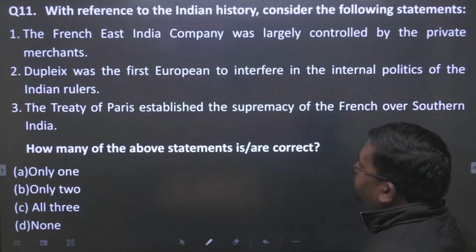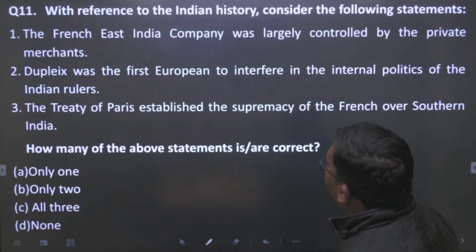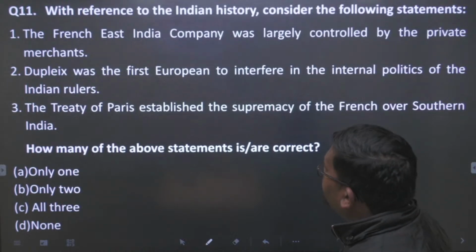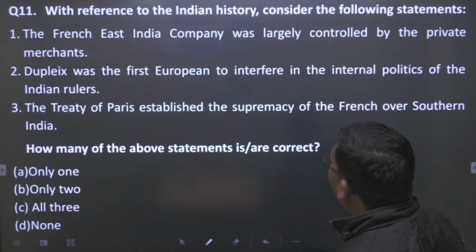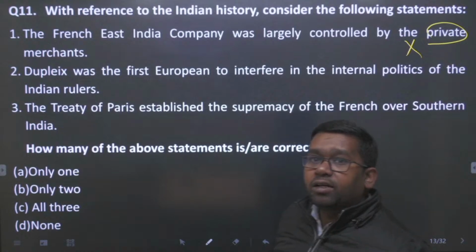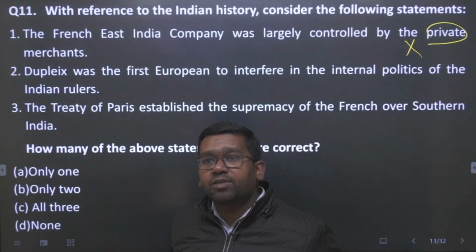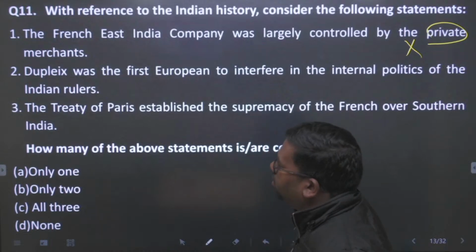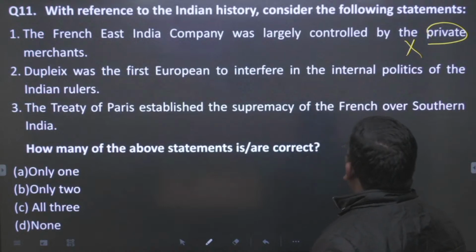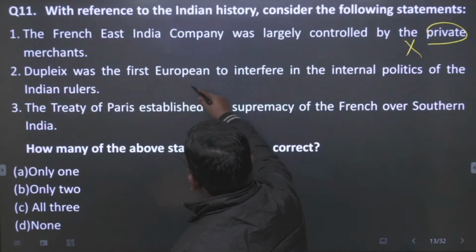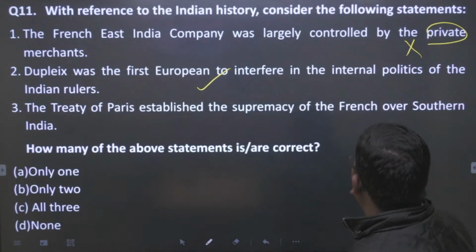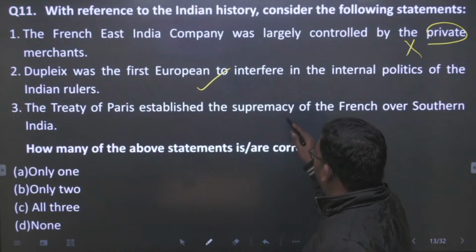Let us see another. With reference to Indian history, consider the following statements. Statement 1: the French East India Company was largely controlled by private merchants. No, it was largely controlled by the state. You must have discussed this one. So this statement is false. Dupleix was the first European to intervene in the internal politics of the Indian rulers. This is true. The Treaty of Paris established the supremacy of the French over the southern states. It is false.